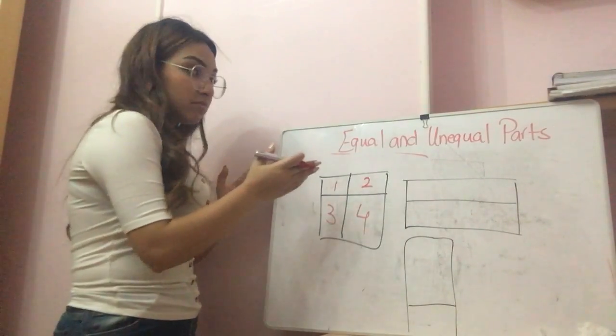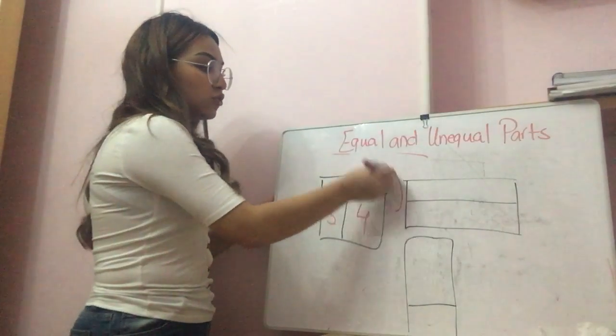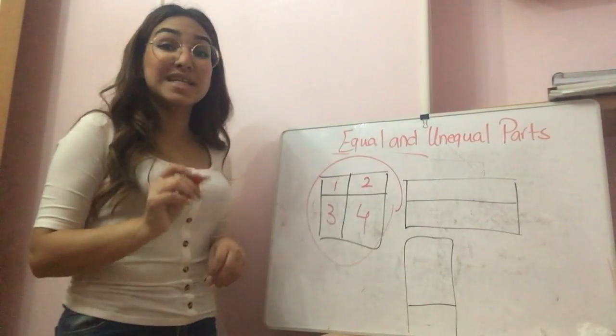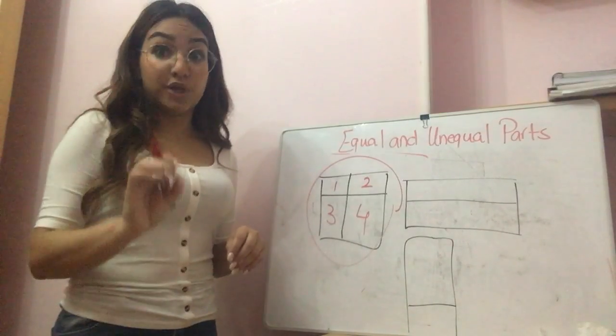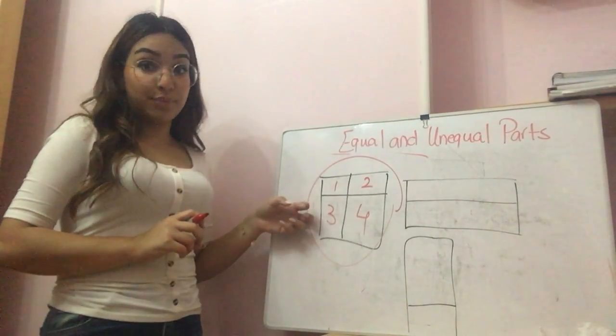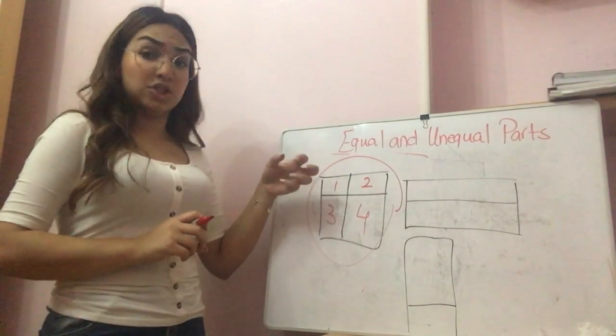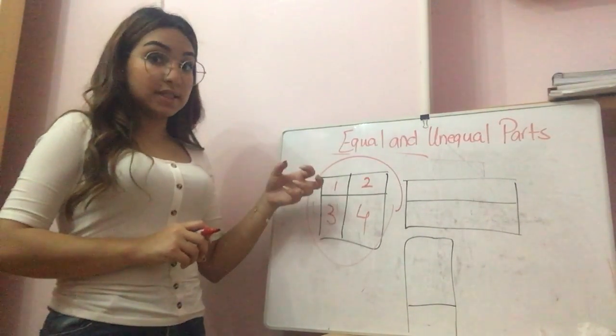So this square, I am going to circle it because the question is to circle the shapes that have unequal parts. So obviously I'm going to circle this shape, because it shows 4 unequal parts.